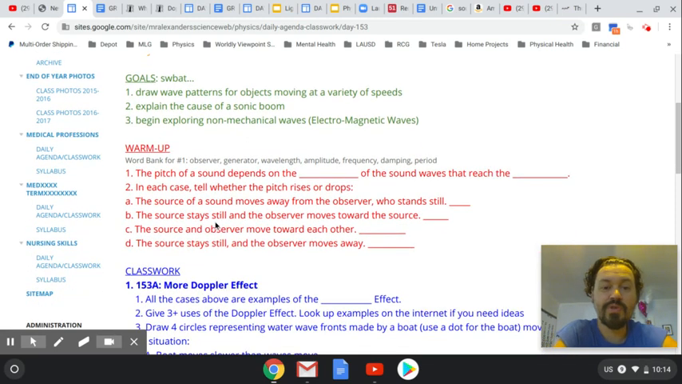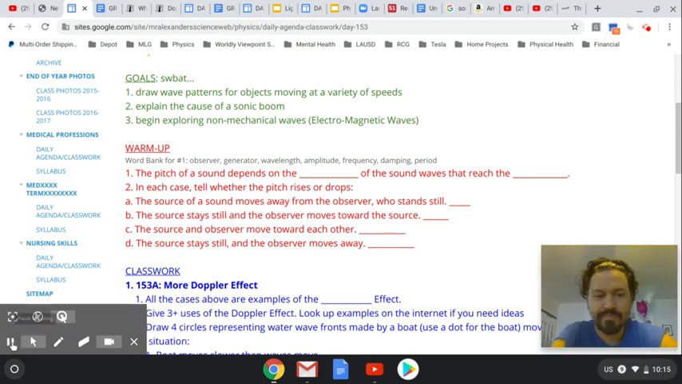So if you've already done the warm-up, fantastic. If not, go ahead and pause the video now. We've got a word bank for question number 1, so pause the video now and do it. Okay, so Jackson's going to show you some different planes in a bit because that has something to do with what we see today. Before we get to that, though, the warm-up.